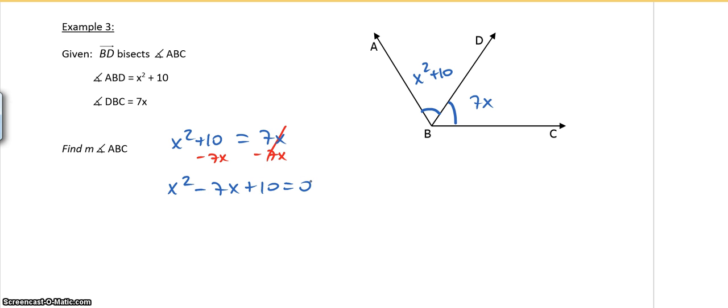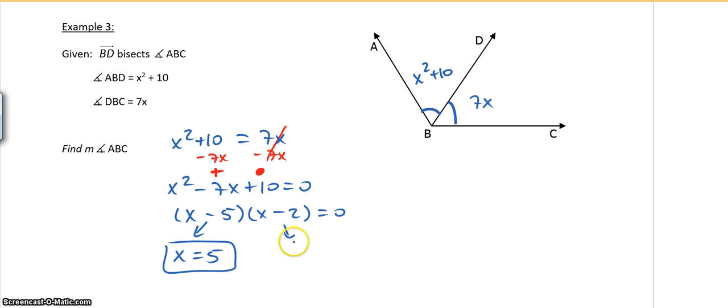So once you have it set up and equal to 0, now we can apply our factoring. Some of you like to draw your box method. That's fine. But ultimately, we're going to get the same answer. We need to find two numbers that multiply to positive 10 and add to negative 7. Those two numbers give us x minus 5 and x minus 2. We apply our zero product property to get x equals 5 and x equals positive 2.